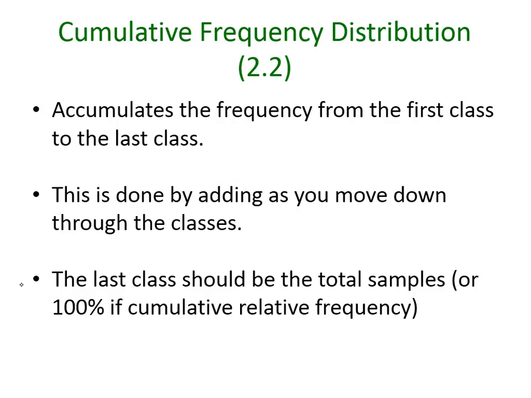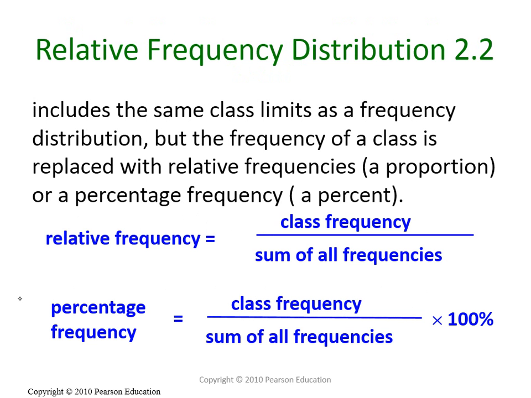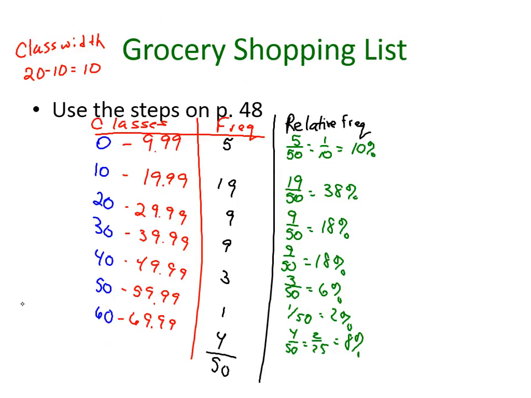So this accumulates the frequency from the first class to the last class. This is done by adding as you move down through the classes. The last class should be the total samples. Or if we're talking about a cumulative relative frequency distribution, then it'll add up to being 100%. So if we go back to our data and do a cumulative frequency distribution. Actually, yeah, I'll do it right here. So this one's going to totally change.